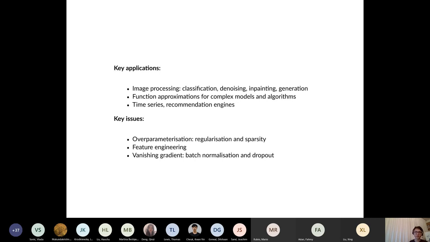Some of the key applications that people use neural networks for are image processing. So for example, if I want to classify some characters or images, or image inpainting. So I'll just show you later. You can also use neural networks for function approximations for complex models. So sometimes people use neural networks to approximate functions within a physical model. For example, partial differential equation for fluid dynamics. Sometimes they use this as a proxy for some very expensive to evaluate function. And it works quite well sometimes. And you can also use it for predicting time series or like building recommendation engines, which uses collaborative filtering.